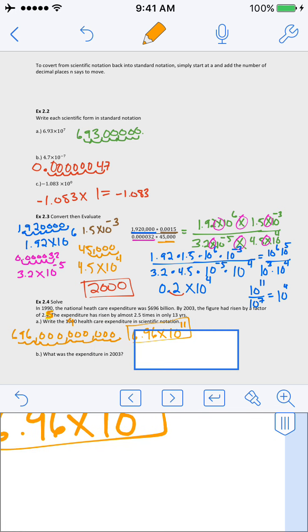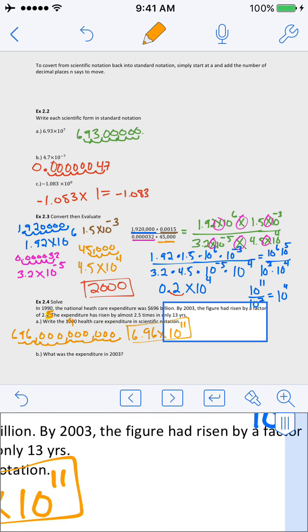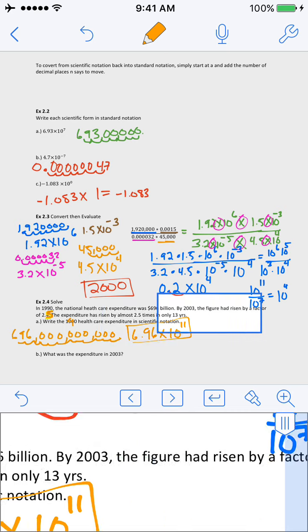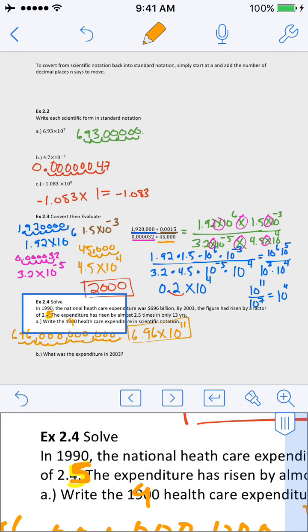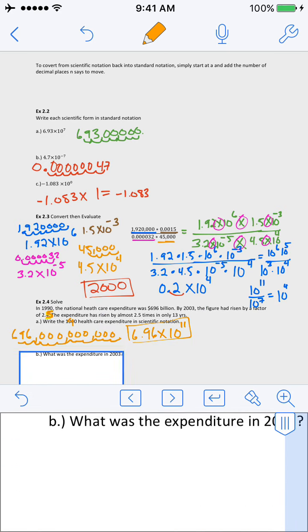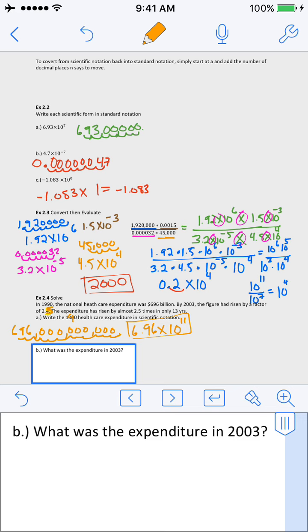All right. By 2003, this figure had risen by a factor of 2.5, increased 2.5 times in only 13 years. What was the expenditure in 2003? How am I going to find this out? I know what it is in 1990. How am I going to figure out what it is in 2003? That's right, I'm going to multiply it.